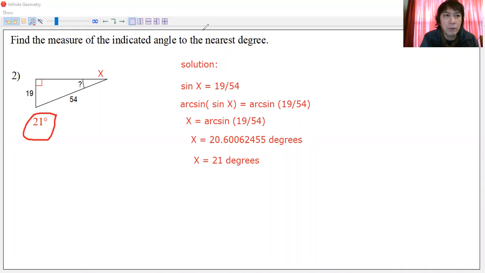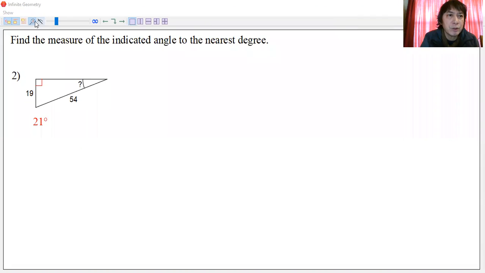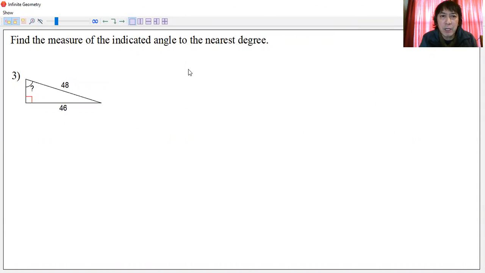Okay, let's proceed to number 3. Let me clear our solution. Let's continue with number 3. Find the measure of the indicated angle to the nearest degree. Observe the diagram. The angle with the question mark will be marked X. So we'll put a label here, say X.